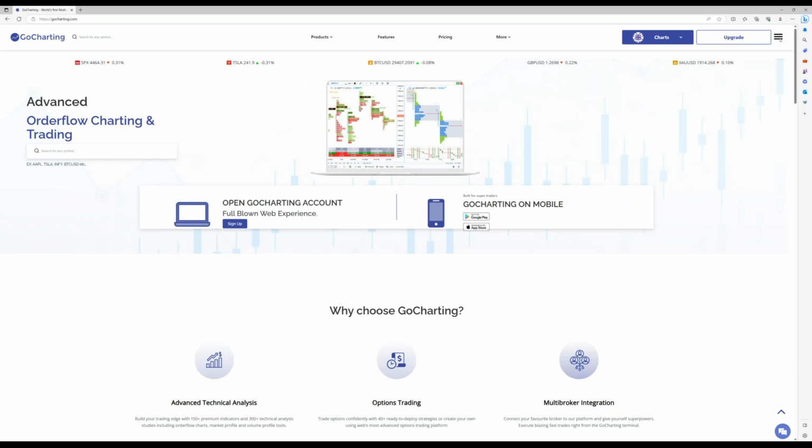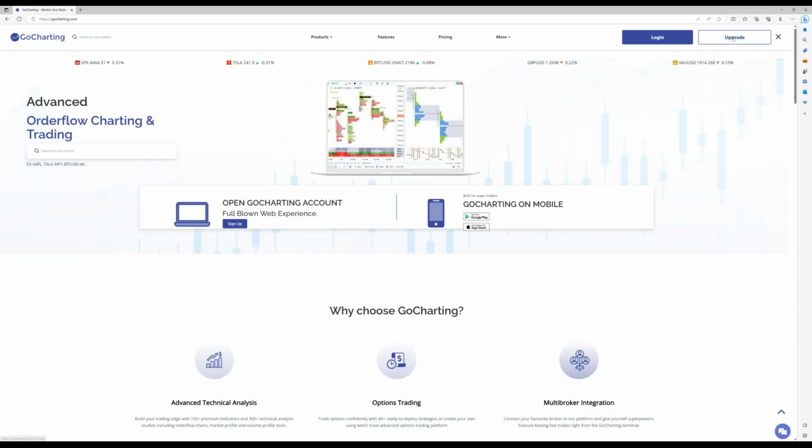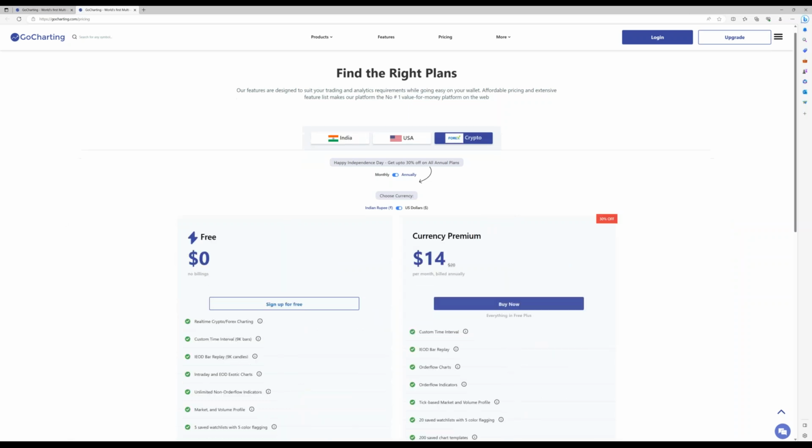Now, sign in. Let me log out here. I've got my own login, but I did get a question: how do you log in? Simple. You click login, and it's going to ask you to sign in. If you don't have an account, you have to create an account. And if you are going to create an account, you have to decide which data you want. For example, they have India, Forex, and crypto.